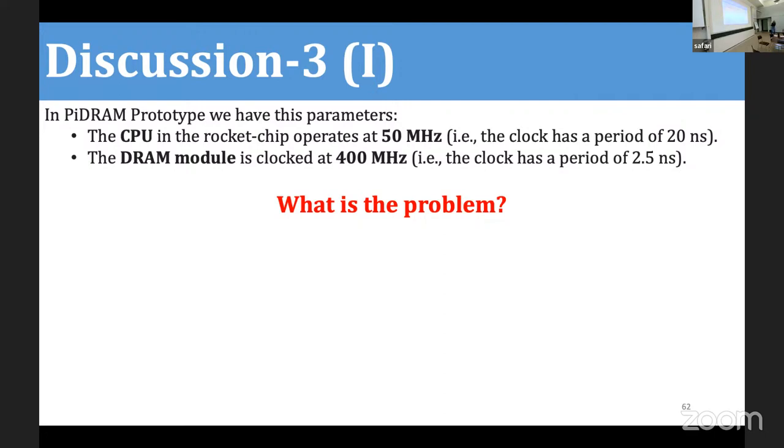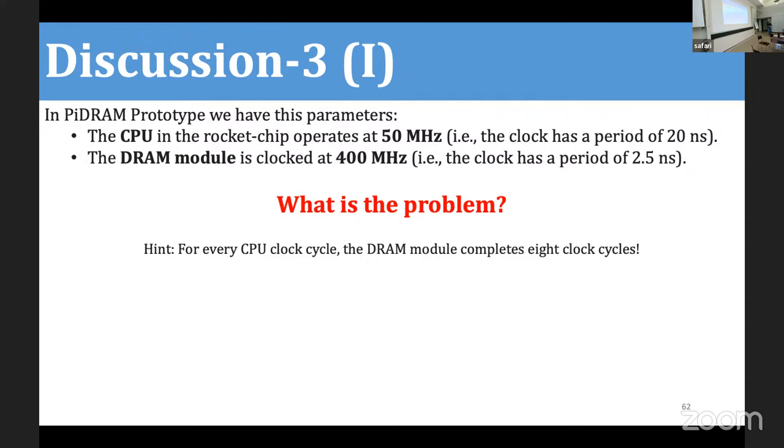So in PiDRAM, the CPU operates at 50 megahertz, while the DRAM module is clocked at 400 megahertz. What is the problem? And here we can have a hint. Or do you see a problem? Maybe there is no problem. I think it's a rather general problem that the times needed to access data are very high compared to the time of processing, sometimes 100 times more.